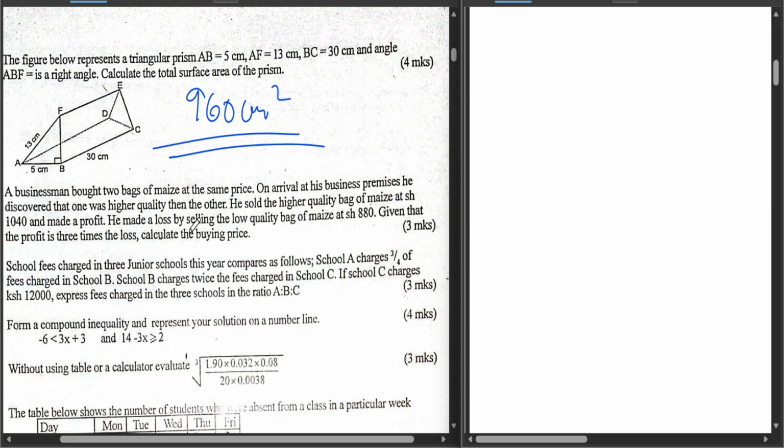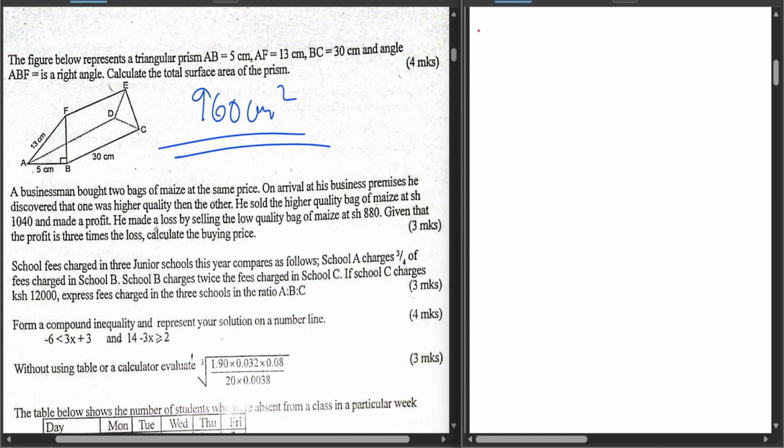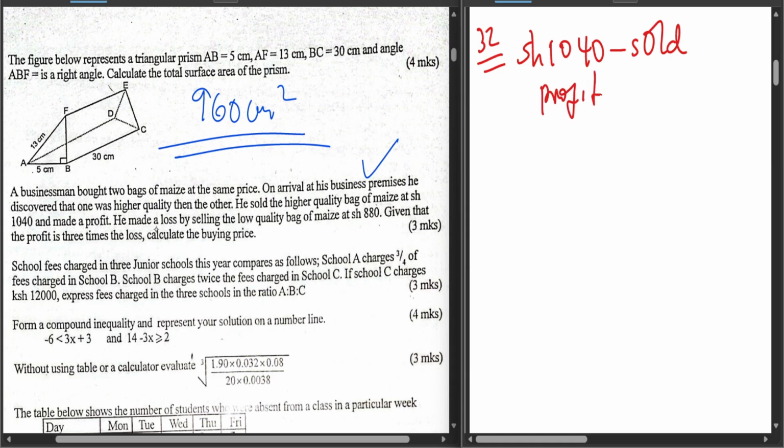Now you have another question, question 32. A businessman bought 2 bags of maize at the same price. On arrival at his business premises, he discovered that one was higher quality than the other. He sold the higher quality bag of maize at 1,040 shillings and made a profit. The buying price is, let's say, X shillings.